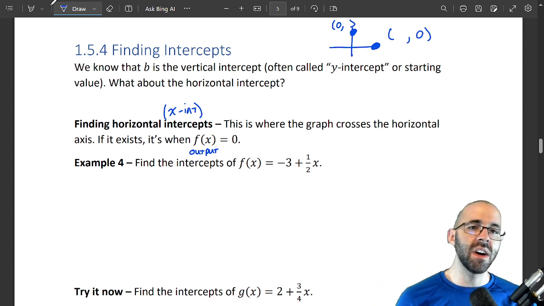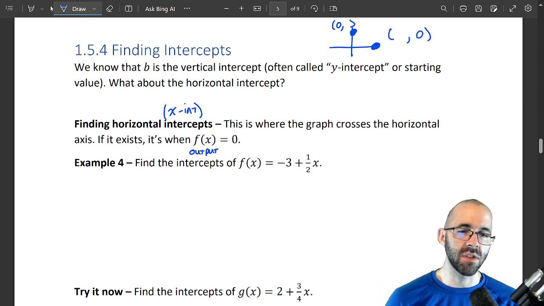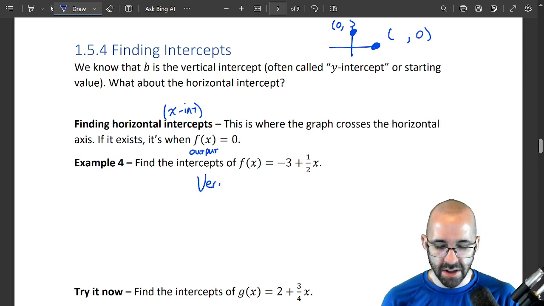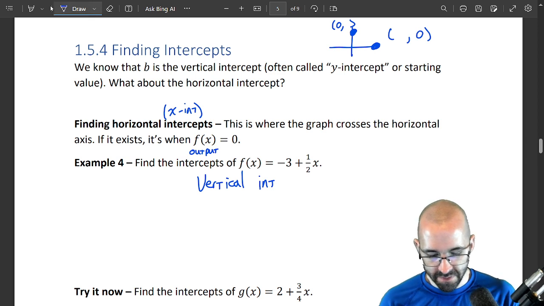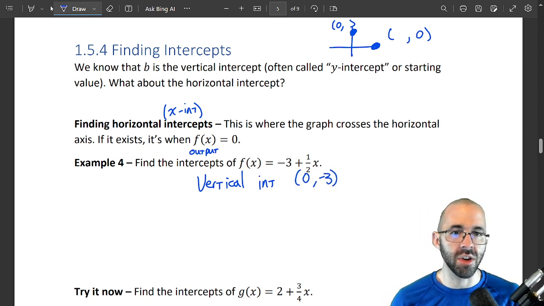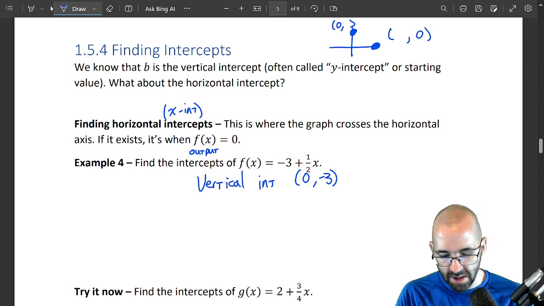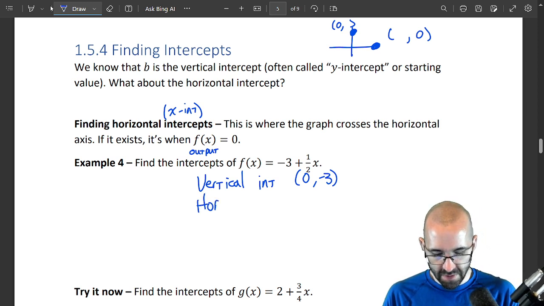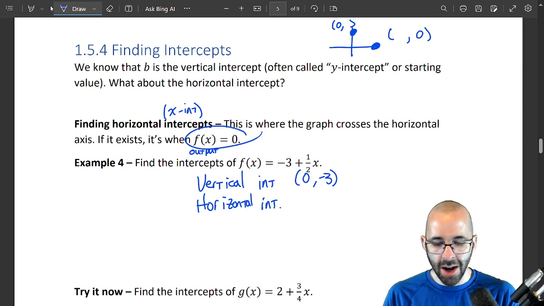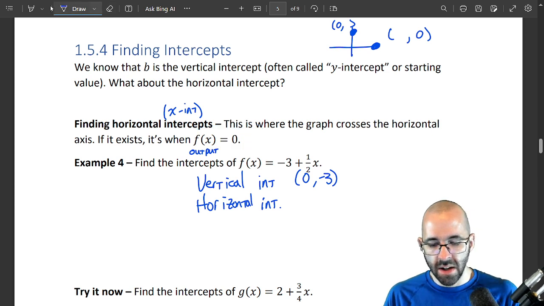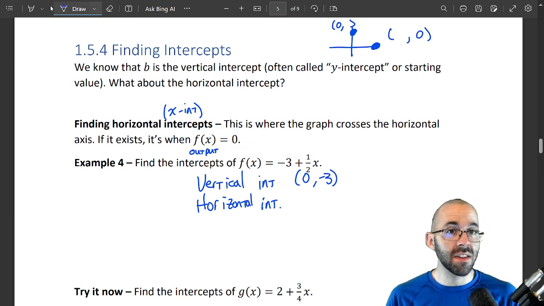Let's do example 4. Find all the intercepts of this function. Well, again, we already know the vertical intercept. It's the b value. It's -3. What's the form of that? 0, -3. Okay, 0, -3. That's on the vertical axis. The horizontal intercept, that's going to take a little bit more work. So we say it's when the output is 0. So we just need to find what input gives us an output of 0.